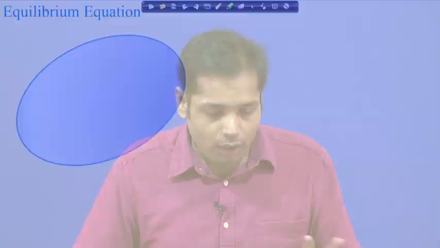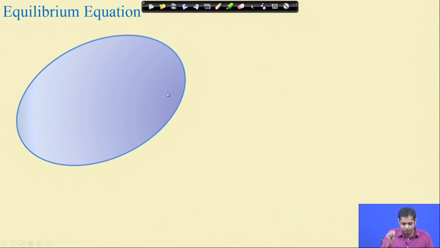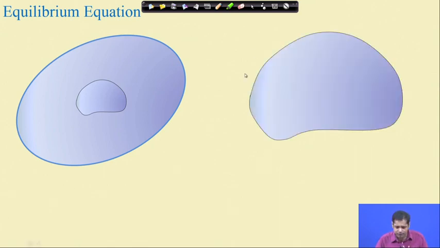Suppose we have a three-dimensional object like this. Then we take a very small, infinitesimal volume element in this object. Let us draw the free body diagram of this element. Now, what are the things we can have on this object?